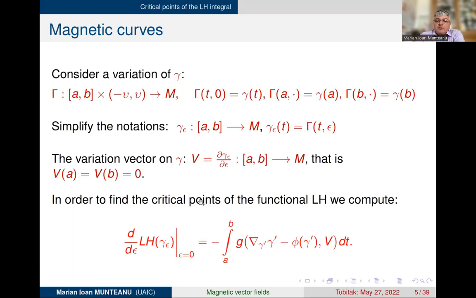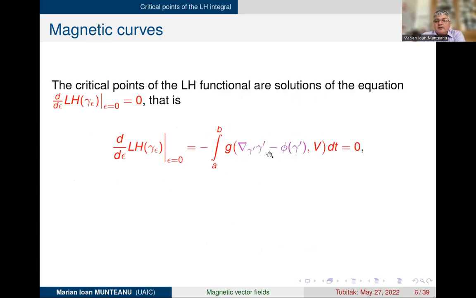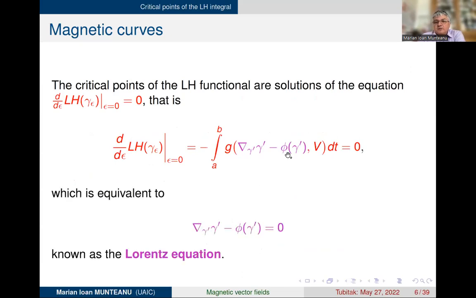Okay, and once we have the Landau-Hall functional and we consider the first variation, so the derivative with respect to epsilon computed at epsilon equals 0, we obtain this equation. And V is arbitrary, the variation is arbitrary. This implies that this quantity should be 0. So a critical point of the Landau-Hall functional leads to this part being 0. And this equation will be called the Lorentz equation. In fact, all this terminology comes from physics. So if we work in dimension 3, everything is natural.